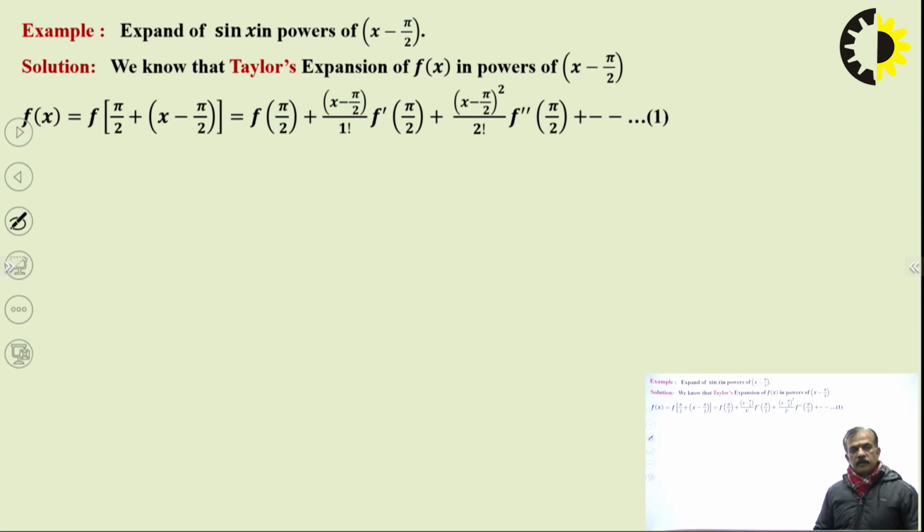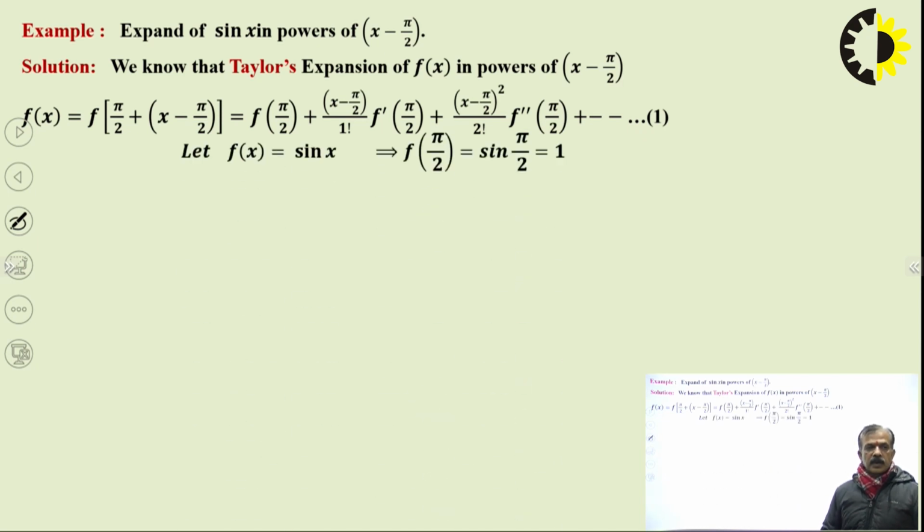So, we expand by the Taylor expansion formula: the value of the function at x equal to pi by 2, plus x minus pi by 2 divided by 1 factorial into f'(pi by 2), plus (x minus pi by 2) whole squared divided by 2 factorial into f''(pi by 2), plus and so on. So, this will be the required formula for finding the expansion of sin x in powers of x minus pi by 2. Now, we require the value of the given function, it means the value of sin x at x equal to pi by 2 and its derivatives, first, second, third.